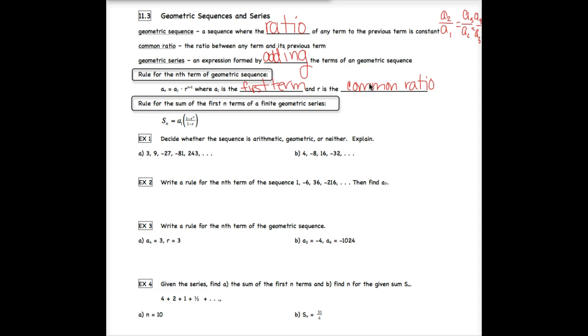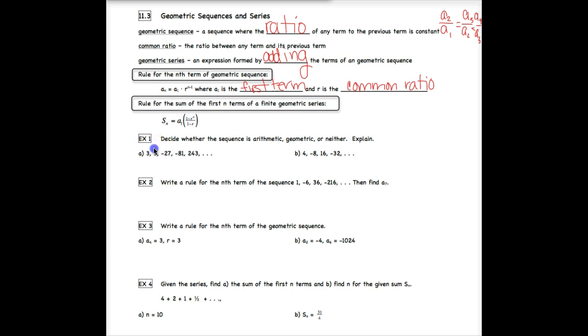So the first thing you need to be able to do is to look at a sequence and decide: is it arithmetic, is it geometric, or is it none of those? Because that's going to help you decide how to approach writing rules. So I've got 3, 9, negative 27, negative 81, 243. What I need to do, because remember, I need to look for both to see if it's a ratio or if it happens to be different. So I'll look for ratio first.